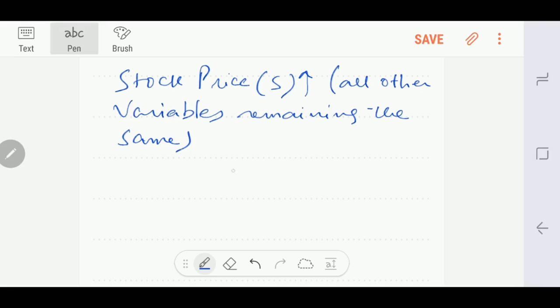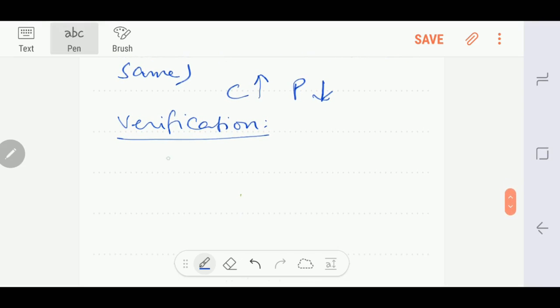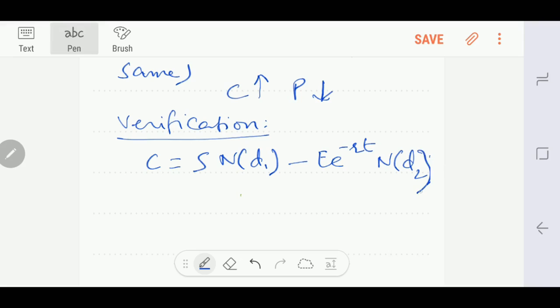As a shortcut, we can remember that if the stock price increases, the call value will increase and the put value will decrease. Why that is so, we can verify very quickly. Let's use the call valuation formula here. It's equal to S times N of D1 minus the present value of the exercise price times N of D2. It's very easy to see that if this value of S increases, the natural effect is that the call value will also increase.